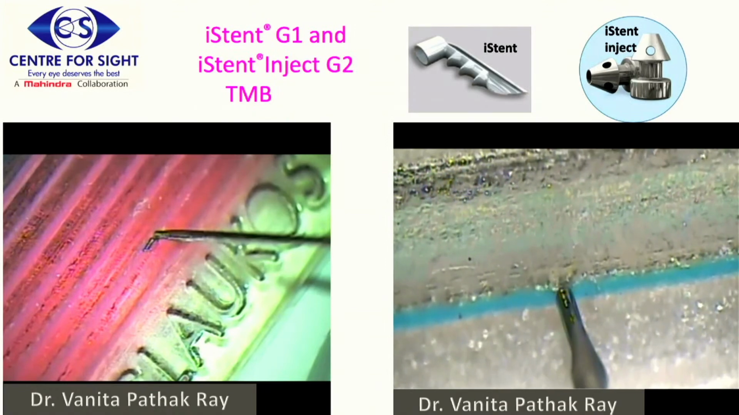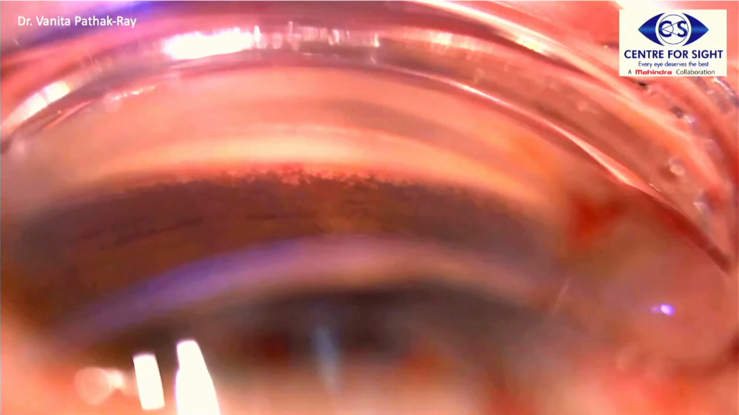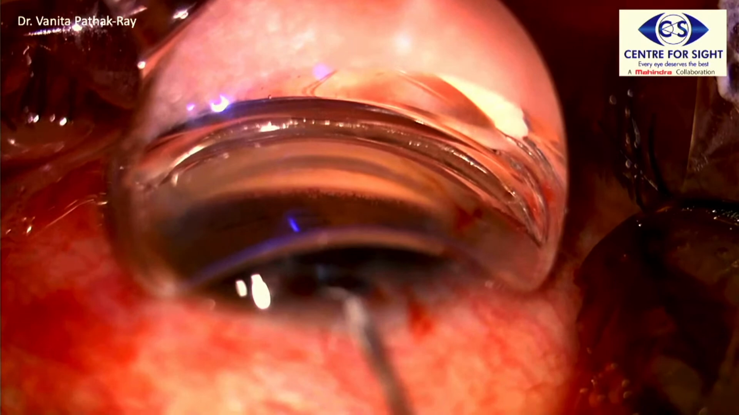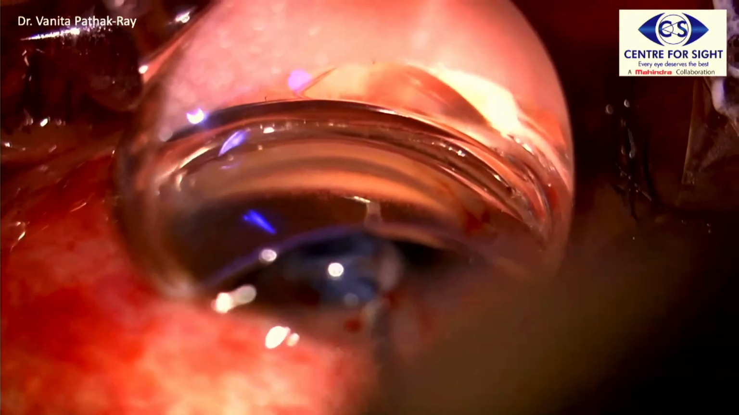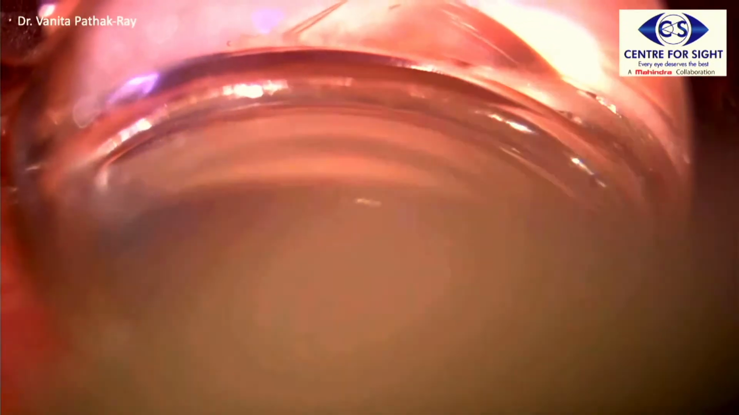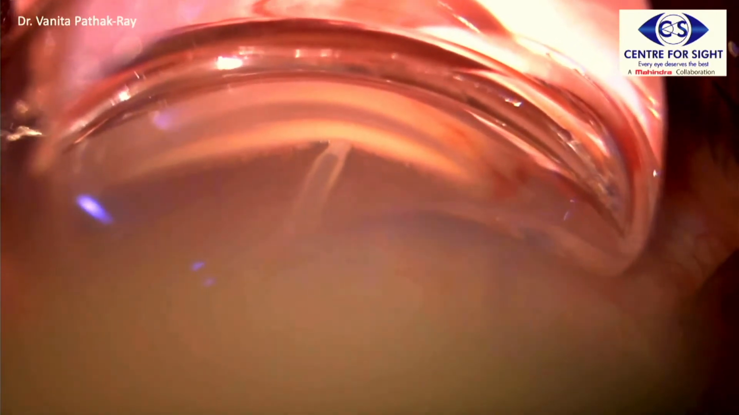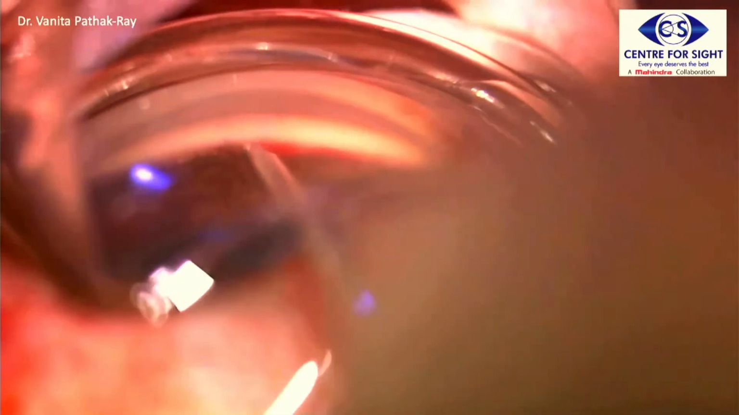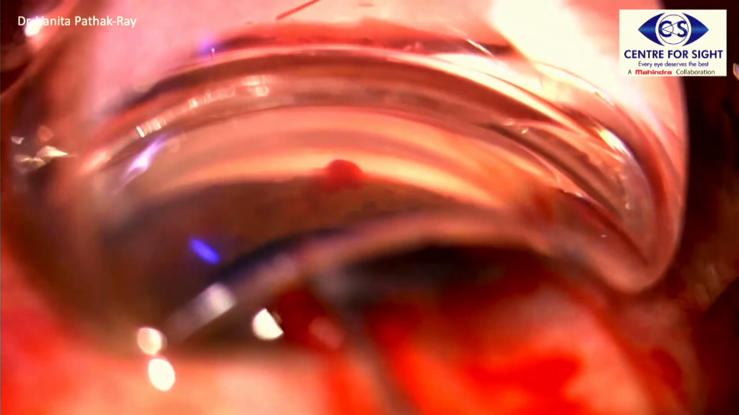So let's see some real videos now. This is all in wet lab. Here we are. This particular patient had G1. Actually, this is the first patient who got G1 in this country. You can see the device on the injector. Once you approach the trabecular meshwork, you go 15 degrees and then parallel to it, and as soon as you release, you get regurgitation.